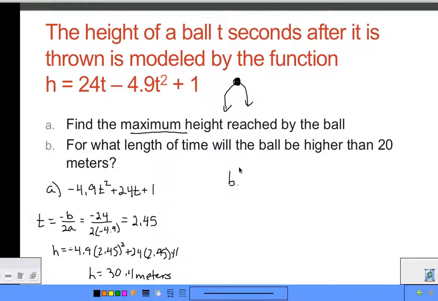Now the second one here, for what length of time will the ball be higher than 20 meters? So when we think about this parabola here, if here's our height of 20, it's going to be above the 20 meters right here. So we'll set it equal to 20. So 20 equals negative 4.9t squared plus 24t plus 1.